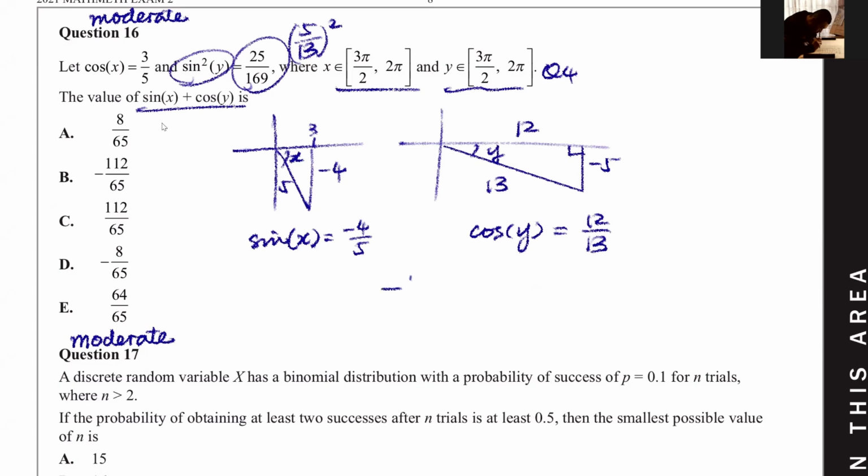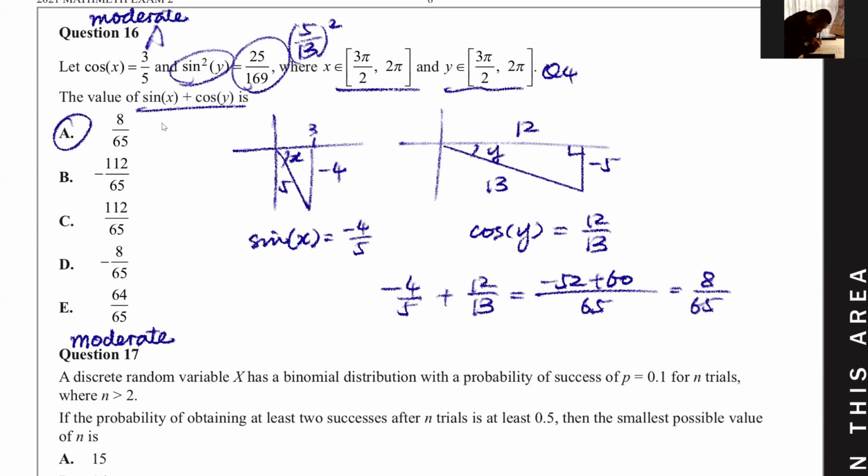Eventually, when you add them up, minus 4 over 5 plus 12 over 13, that is a 65 here, and this is minus 52 plus 60. So it's 8 over 65, I suppose. Option A. Very simple question.